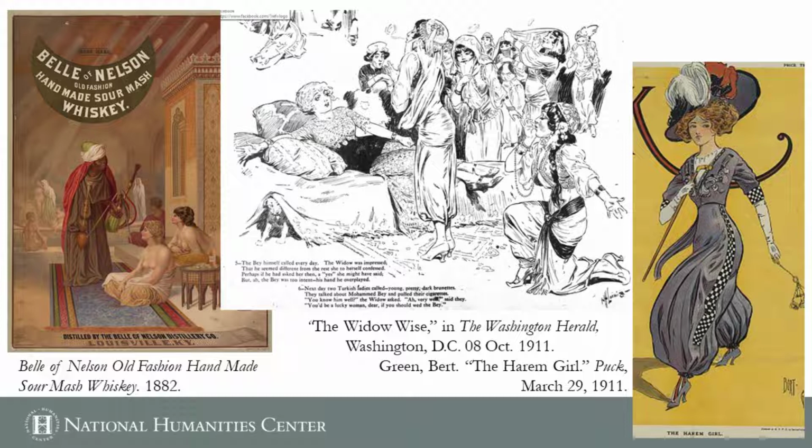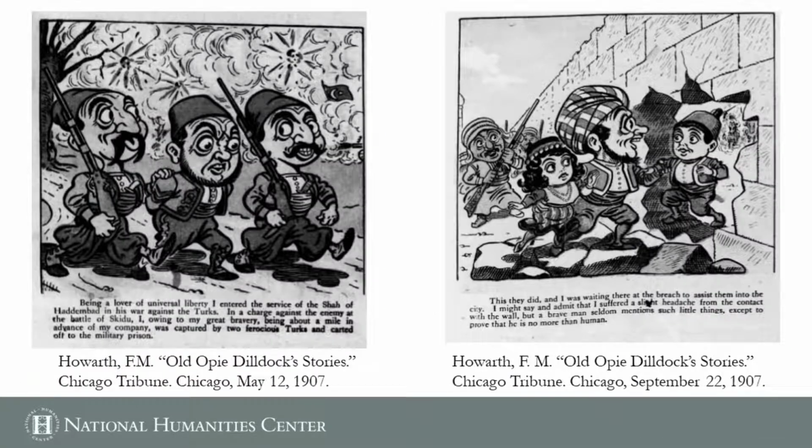Yeah. Super. Thanks. Okay. So I'm going to quickly return to this idea that we've come around to a couple of times about how this shapes identity and is shaped by identity at the time. And I'm going to show you a couple of examples. These first ones are from an artist by the name of F.M. Howarth. And he produced this strip called Old Opie Dildock Stories.